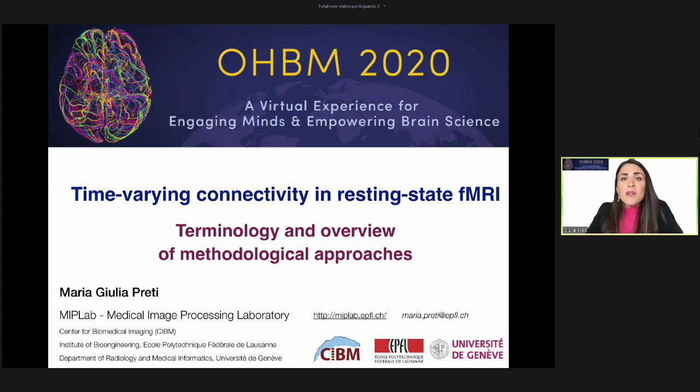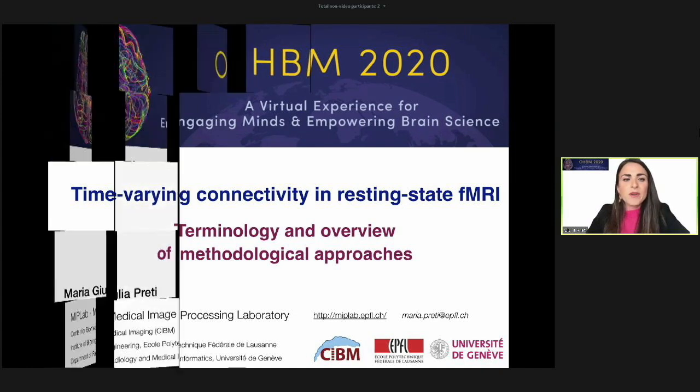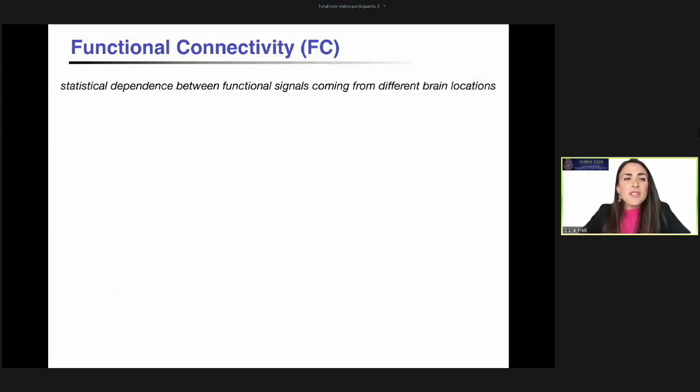So first, we will actually define the basic concepts of functional connectivity, and then also define the terminology that we're going to use in this educational course in order to avoid confusion. And then we'll dive into the details of the methodological framework. So functional connectivity is defined as the statistical dependence between functional signals that come from different regions of the brain.